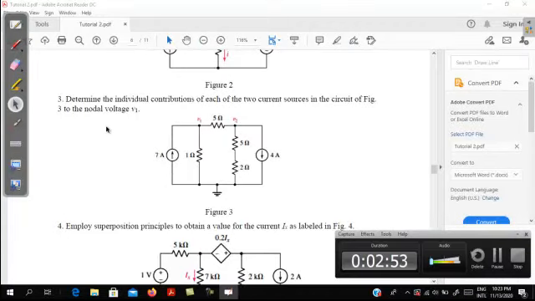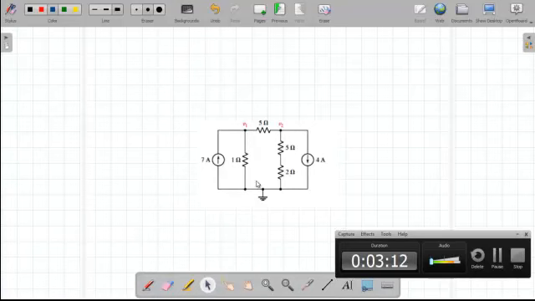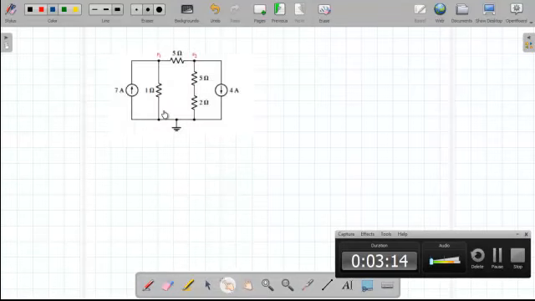In the third problem, we need to find V1, or we need to find the individual contribution of each current source to V1. So from this circuit, you have two voltage sources, two current sources. Each one of them will contribute to V1 and V2. So here we will apply the current and voltage division.